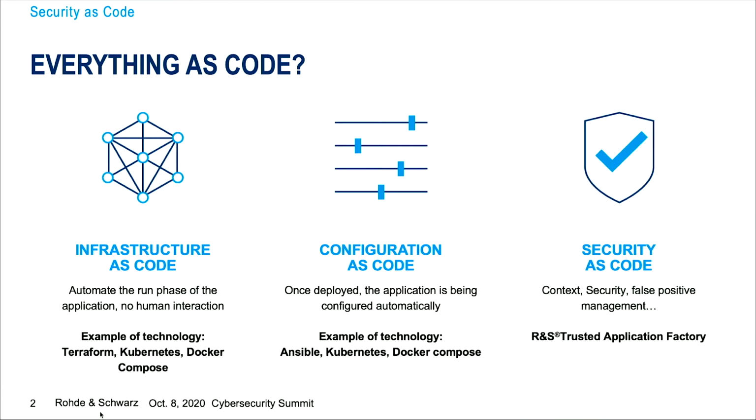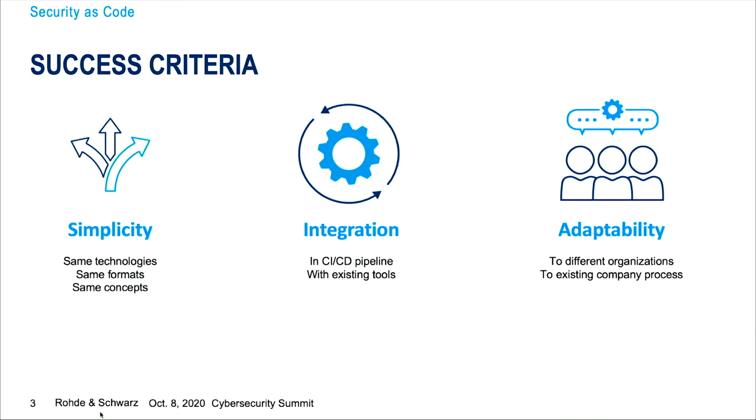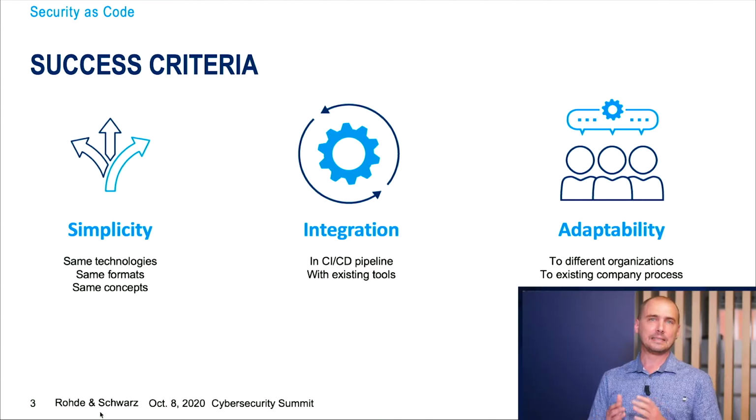A security as code strategy's success rests on three essential criteria. Simplicity: it means no extra learning, or new technology usage, or having to acquire new language skills. The usage of the solution by the development teams has to be intuitive. Integration in a CI/CD pipeline and already existing tools.